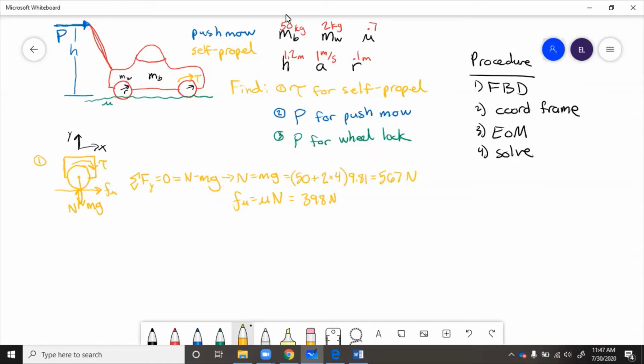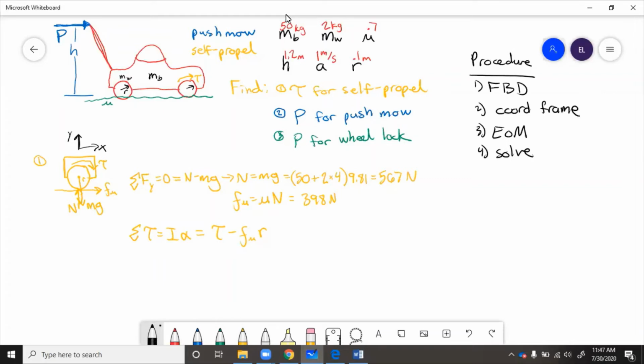Now we don't need to do sum of the forces in the X because we're trying to find the torque here. So we'll just skip straight to torque. Sum of the torques equals I times alpha, which is going to be torque from the lawnmower minus the torque from the friction, which is F_mu times radius of the wheel. So there's a couple things we don't know here: moment of inertia and angular acceleration. We've got to find those before we can find torque.